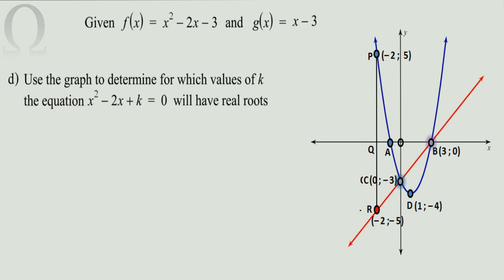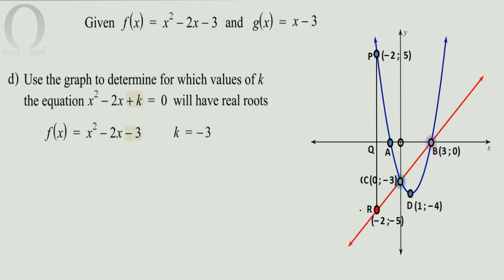Finally, we are required to determine for which values of k the equation x² - 2x + k = 0 has real roots. Since we are required to use the graph to do this, we need to make a correlation between the question and the information given. We were given the equation of f(x), which is f(x) = x² - 2x - 3. Comparing the two expressions, we can deduce that k = -3.